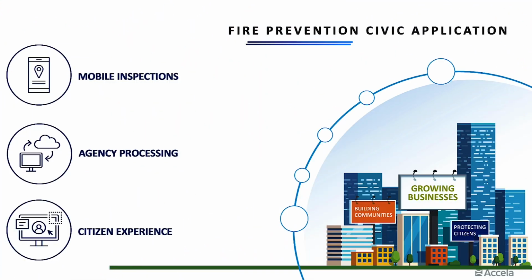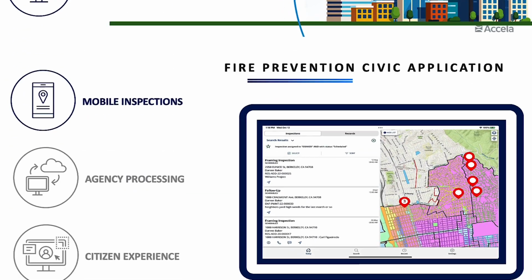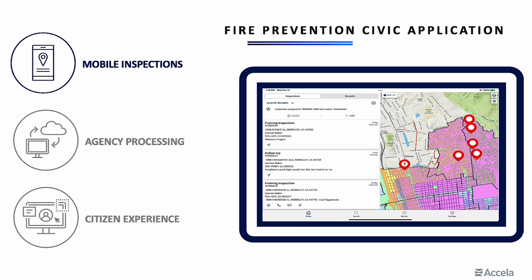Today we'll be looking at three main components of the solution, those being mobile inspections, agency or back office processing, and the customer citizen experience. Let's get started with mobile inspections.